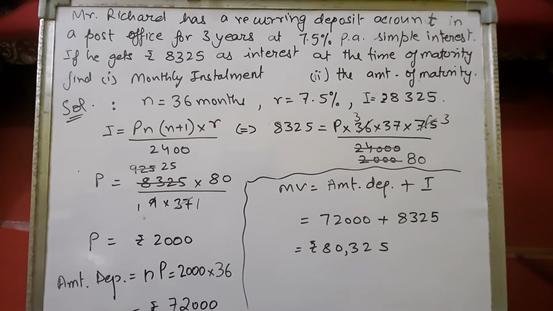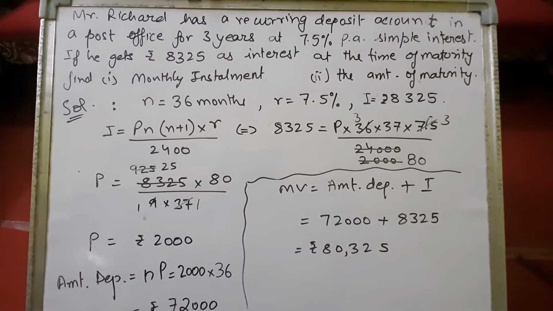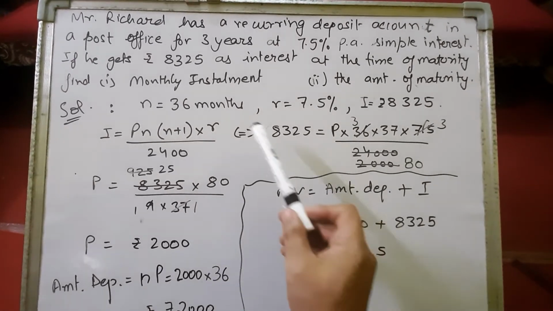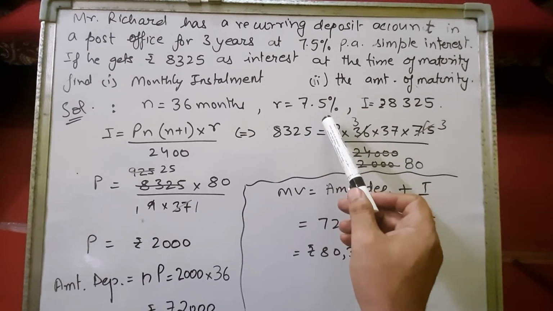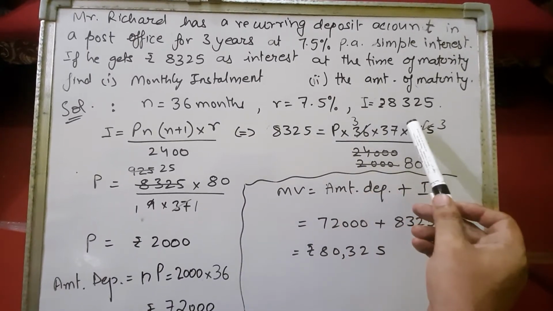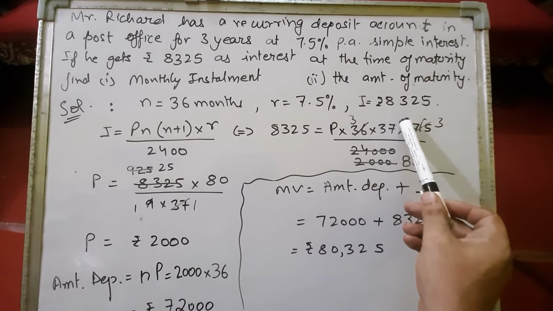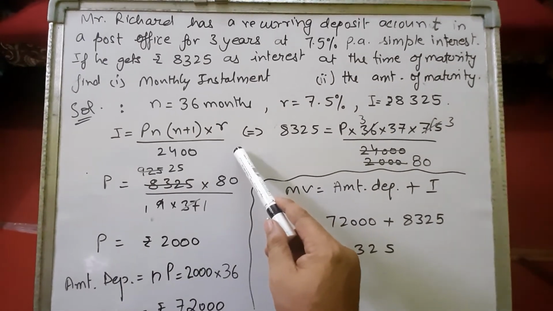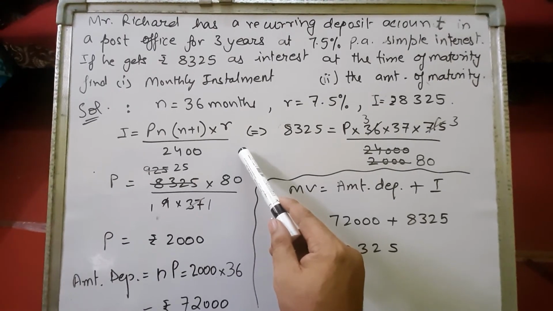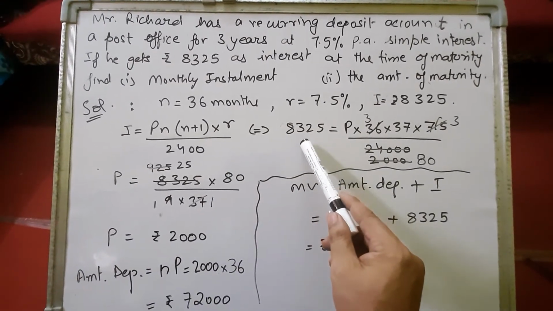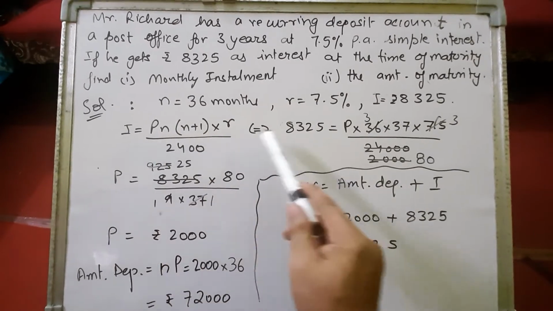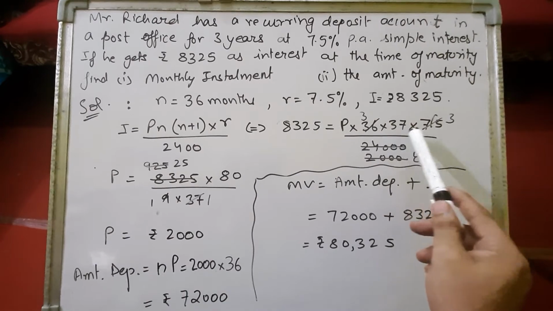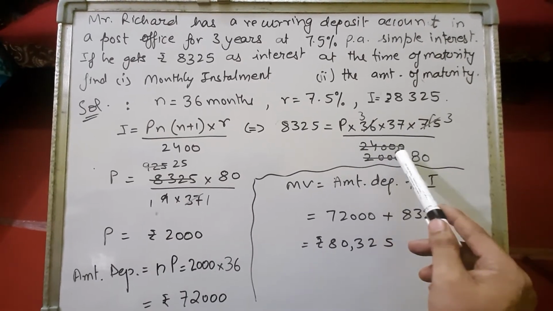So what are the things that we are given in the sum? We are given the time, which is 3 years. 3 years means 36 months. Here, 36 months. Rate is given as 7.5% and interest is given as 8,325 rupees. Right. So the formula for calculating the interest is P n into n plus 1 into r upon 2400. So when we substitute the values, in place of interest I have written 8,325. P we have to calculate. n is 36, n plus 1 is 37. r is 7.5 upon 2400.